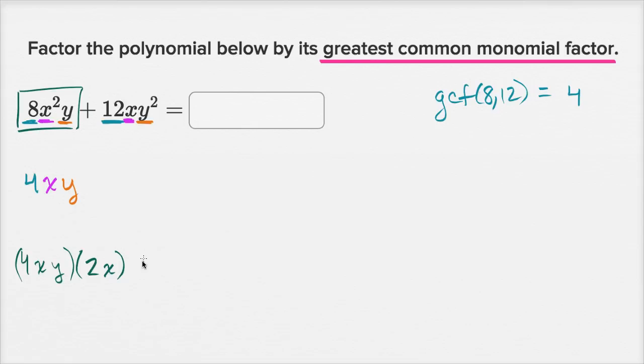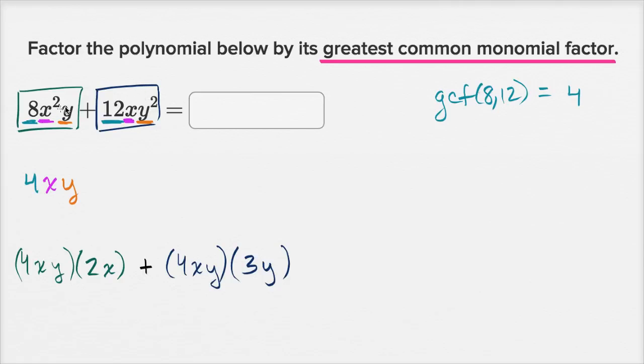Now let's do the same thing with the second term. I just want to do this to show you that this is their largest common monomial factor. I want to write this as the product of 4xy and another monomial. So 4 times what is 12? Well, 4 times 3 is 12. X times what is x? Well, it's just going to be 1, so we don't have to write the times 1 here. And then y times what is y squared? It's going to be y, since y times y is y squared. And you can verify, if you multiply these two, you're going to get 12xy squared.